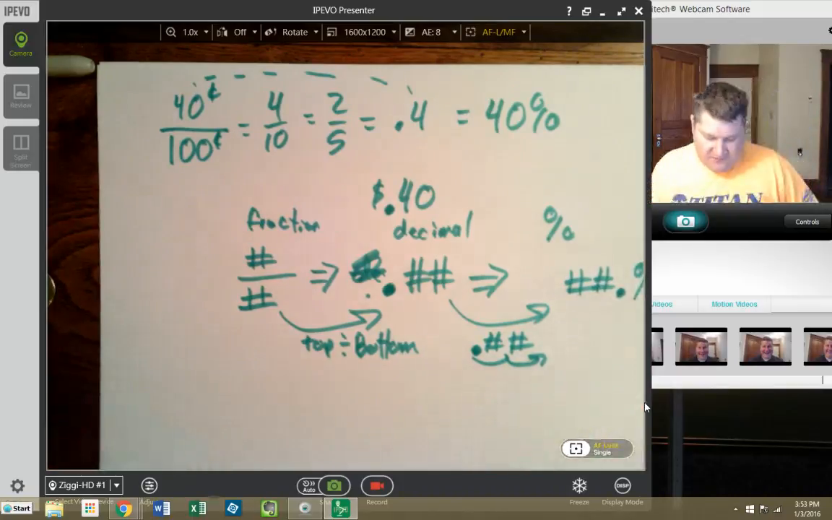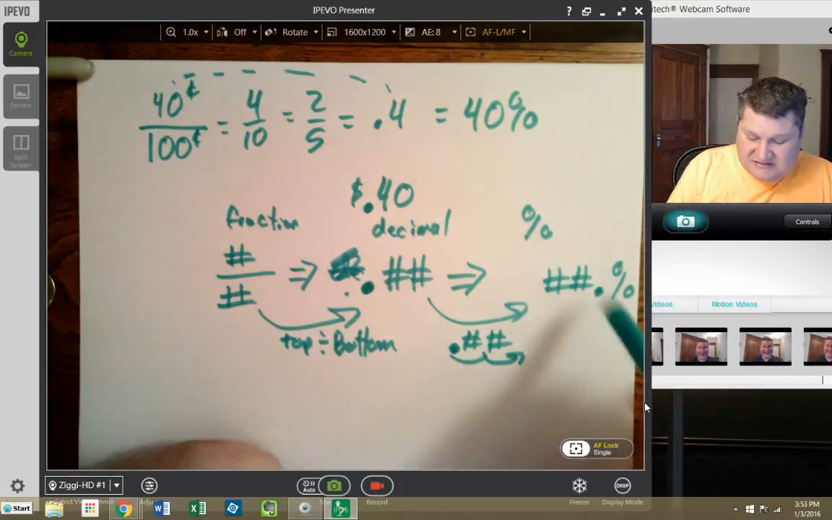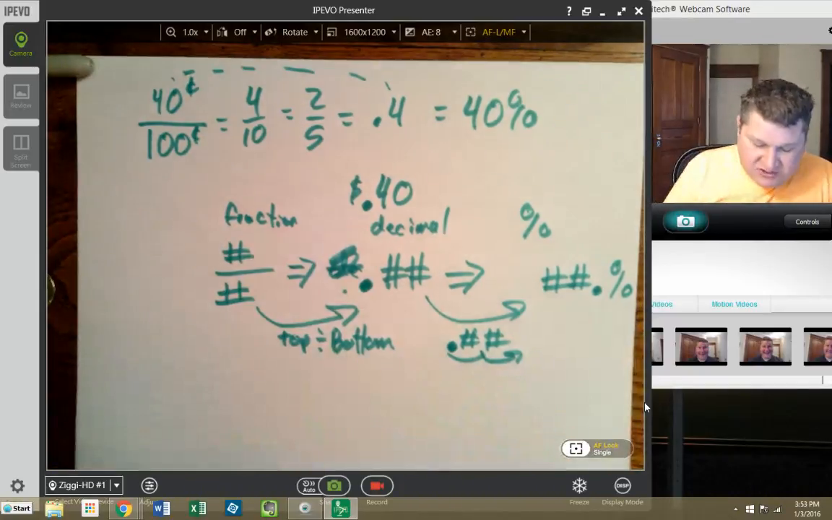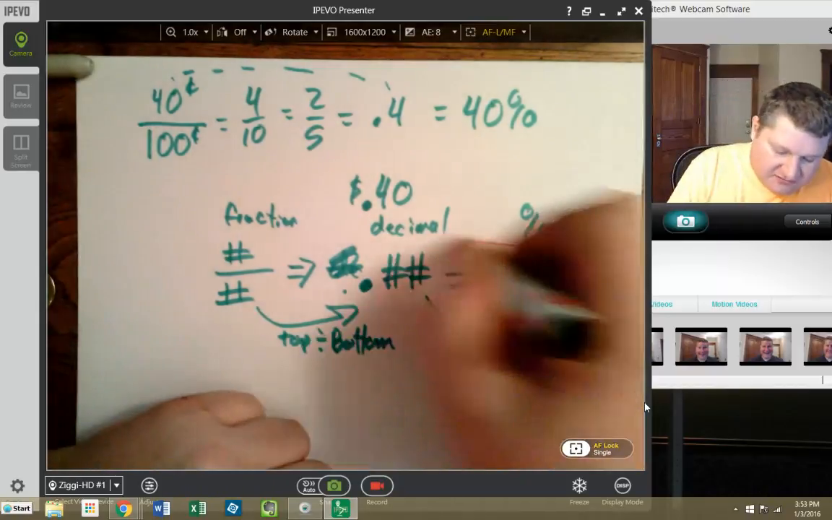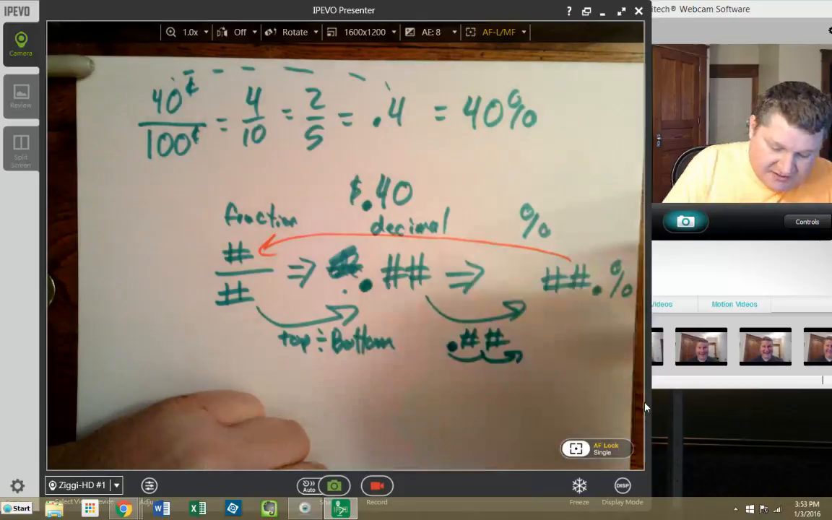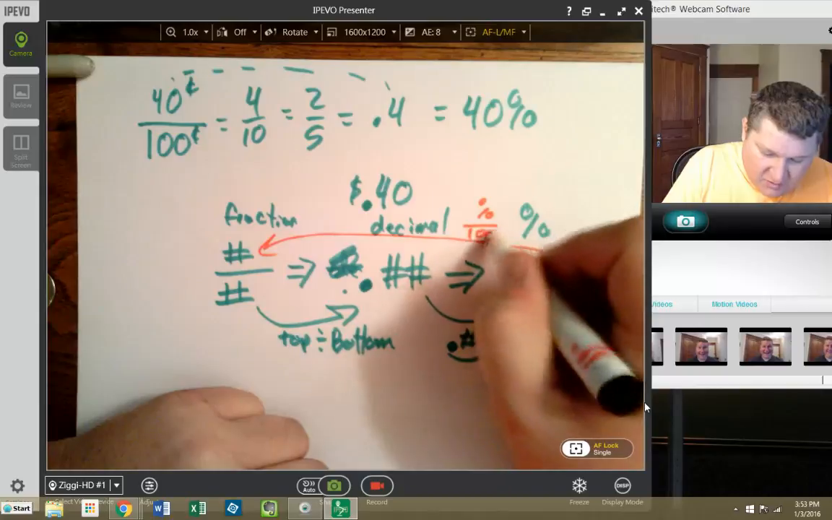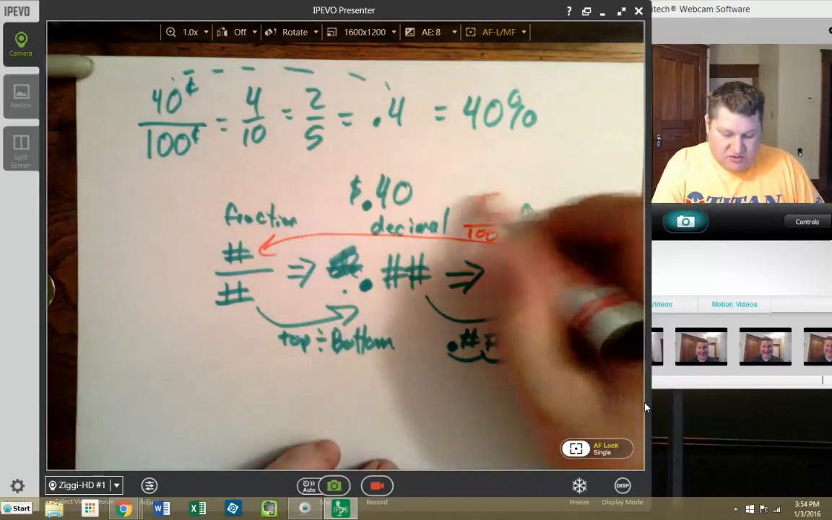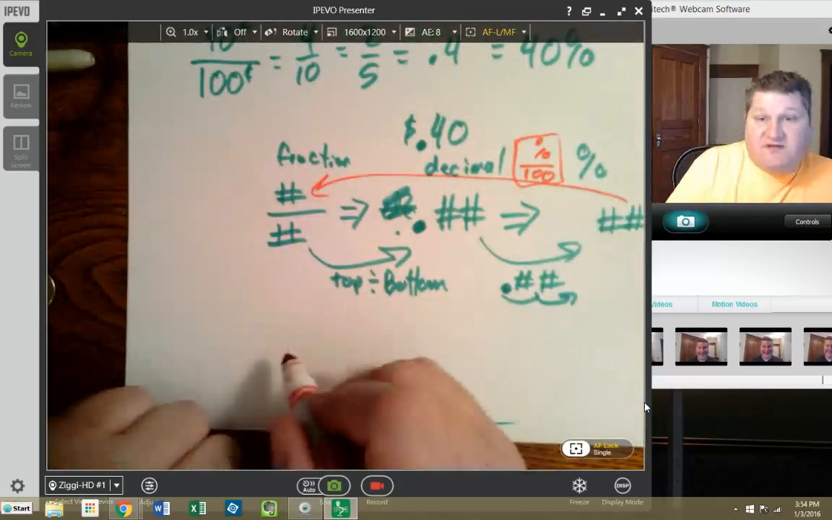So now I have a percentage. Now, by the way, you can actually get all the way back from a percentage to a fraction. To get from a percentage all the way back to a fraction, all you need to do is take your percentage and divide it by 100. So a percentage divided by 100 gives you this.